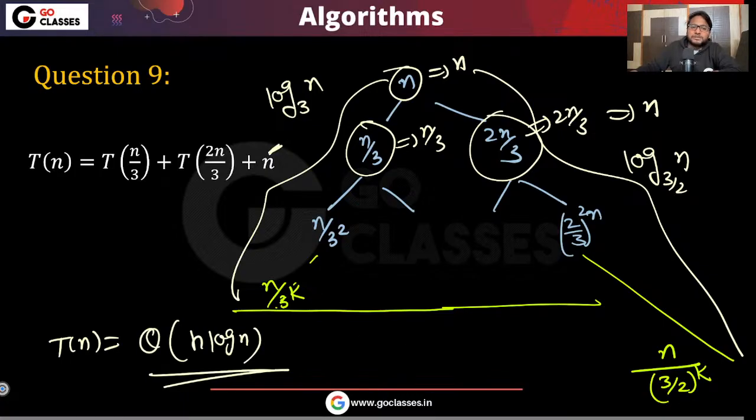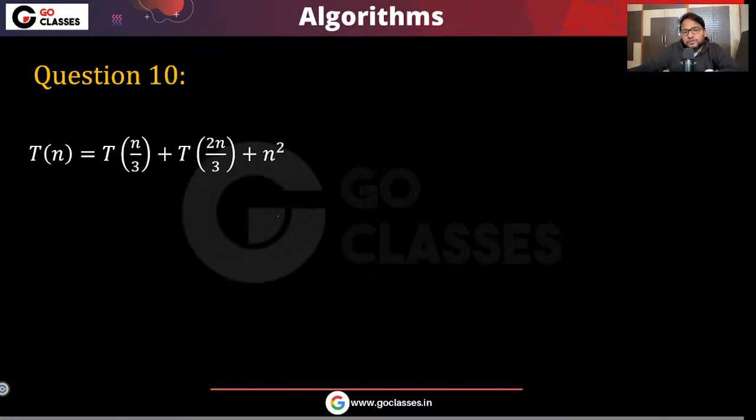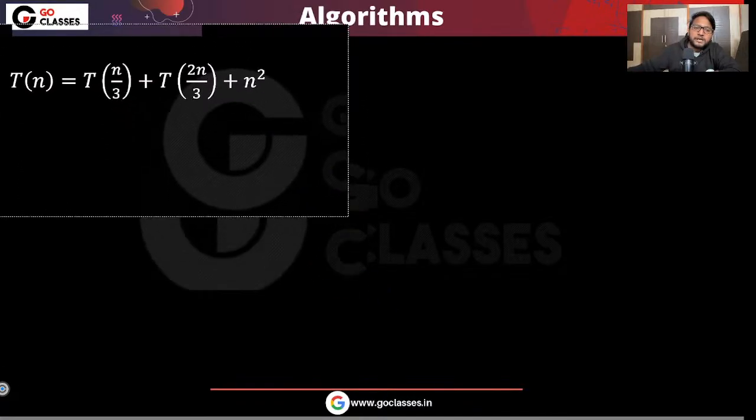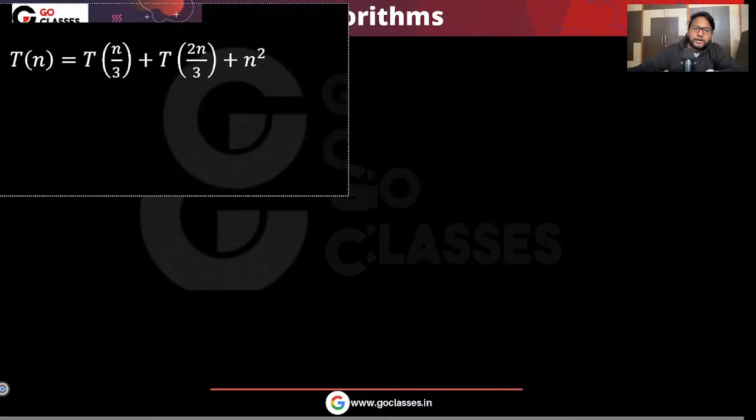Cool. Now let's go to the next question. Can you solve this question? Here it is n square. It is going to be a little interesting. Can you quickly solve it? Let's see if you can. The reason it is interesting is that it is going to be n square here.